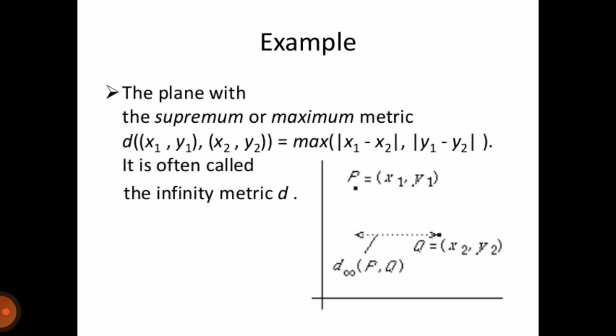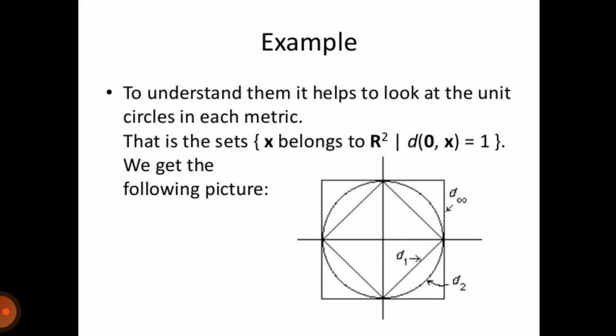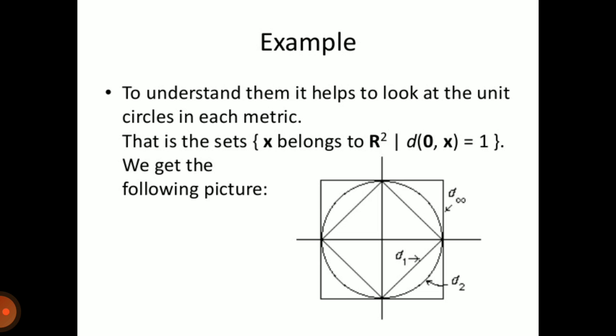Now another example, the plane with the supremum or maximum metric. That means the distance between (x1, y1) and (x2, y2) is equal to the maximum value of the mod of x1 minus x2 and the mod of y1 minus y2. This is often called the infinity metric. The diagram is enclosed with it. To understand them, we have to look at the unit circles in each metric space. This is the set of x belonging to R squared such that the distance between 0 and x is equal to 1. We get the following figure by this.